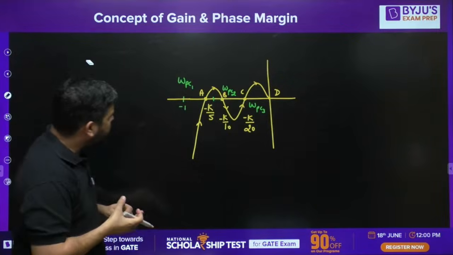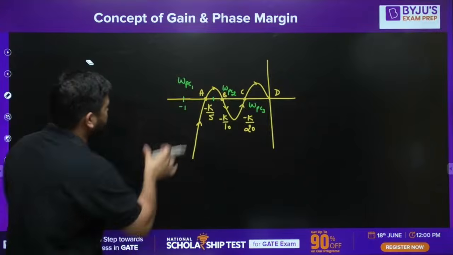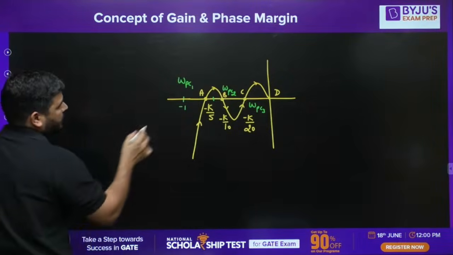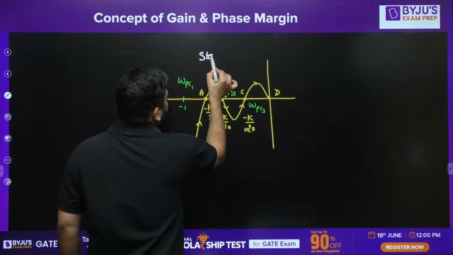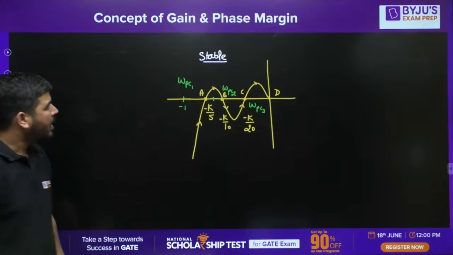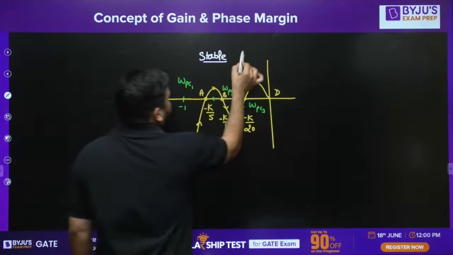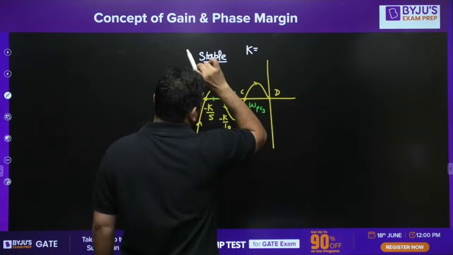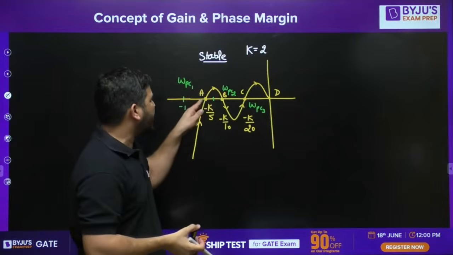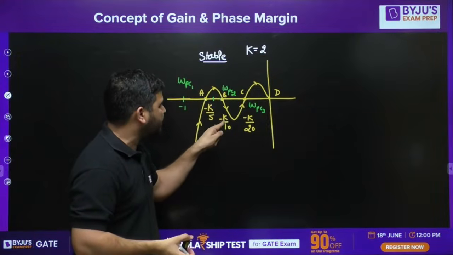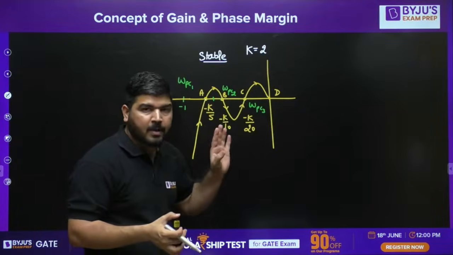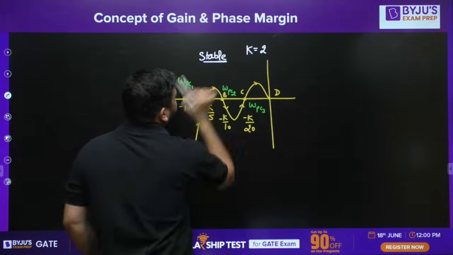Okay, how to calculate the k range for stable and unstable region? Let's say for this particular diagram, it is given that the system is stable. Okay, it is given that the closed loop system is stable. Let's say it is mentioned to you, find, and k is given as, let's say, 2. For k equal to 2, this point will be at minus 2 by 5, this point will be at minus 2 by 10, minus 2 by 20. And it is given that the system is stable.